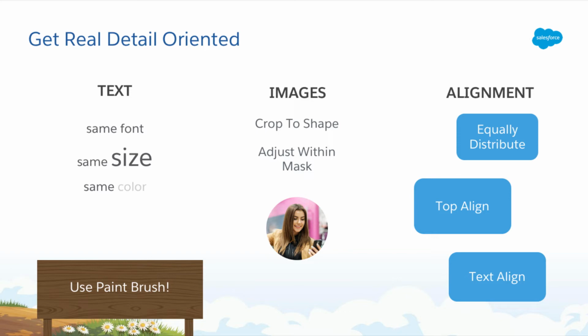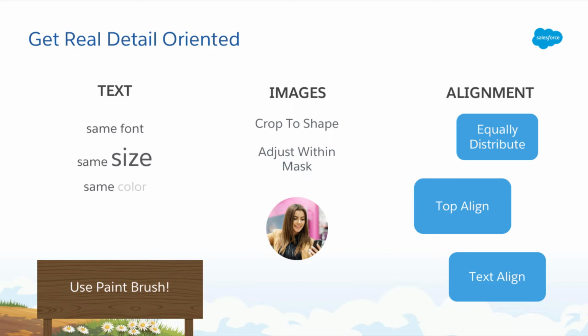For text, just go through your deck and make sure you have the same font, unless you truly want to highlight something with a different font. Also, make sure your sizing is standardized. You want all your titles to be the same size. You want all the text within the slides to be the same. And the same goes with color. Sometimes it's just a little bit of a different color, but even that can be distracting.